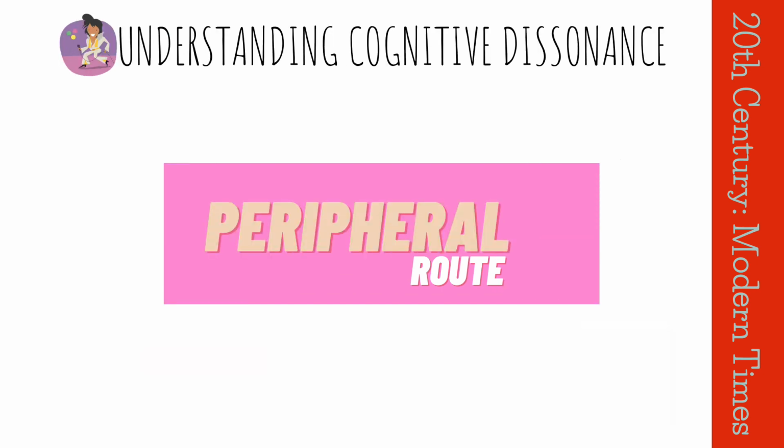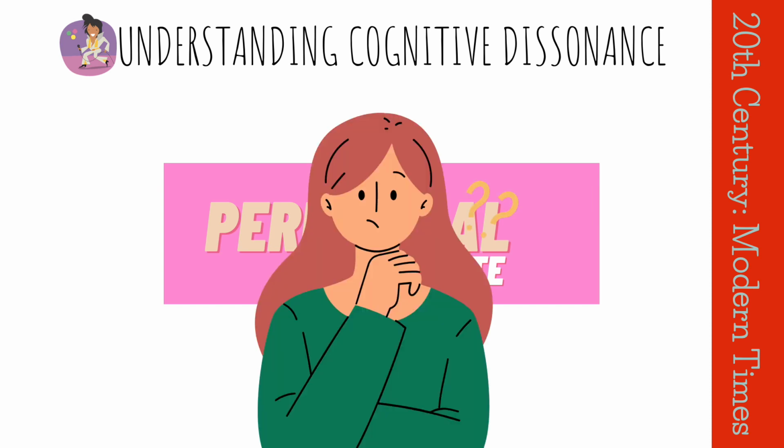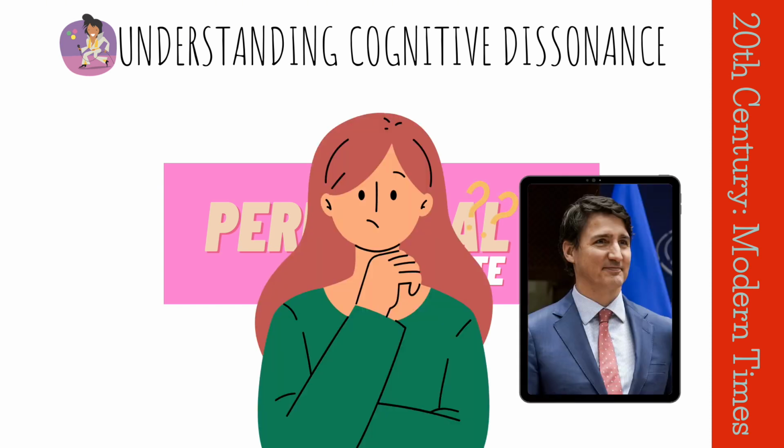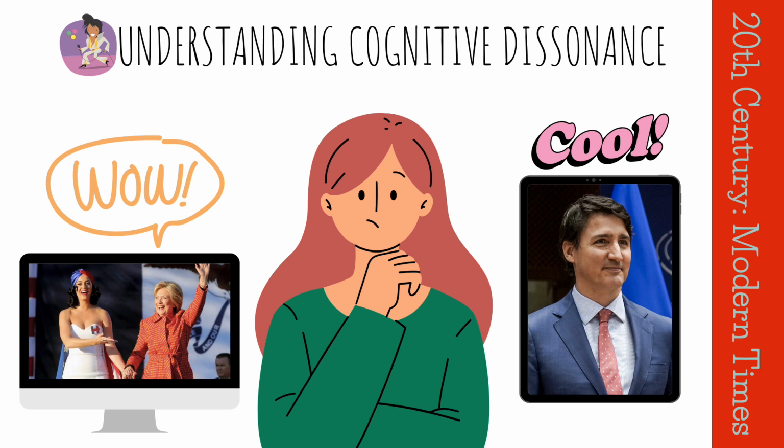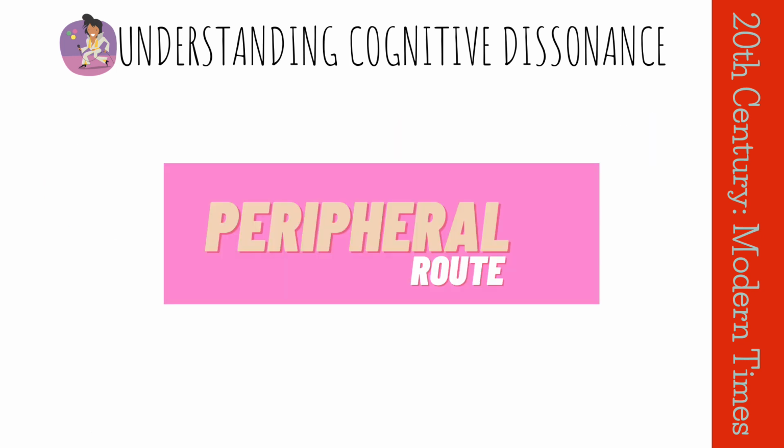The peripheral route in this scenario would be if Linda votes for the candidate who is more attractive or charismatic, or who is endorsed by a celebrity or other popular figures. These are all superficial cues that could influence Linda's decision.